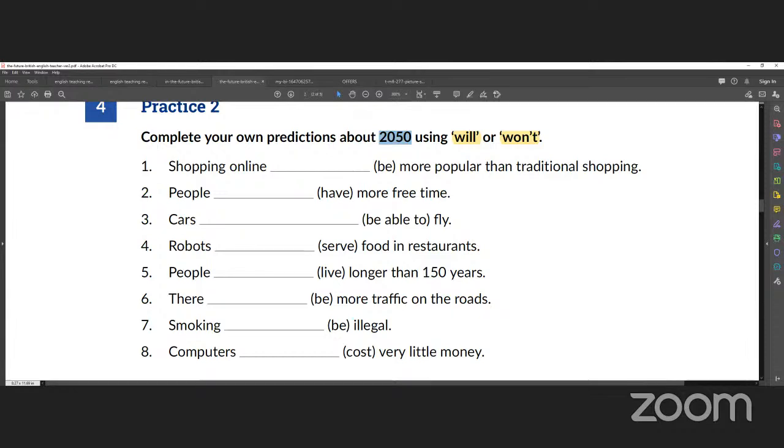Thank you. Let's continue. Mariuxi, 7 and 8. Smoking won't be illegal. What do you think? Okay, I think that's impossible. Number 8. Computers won't cost very little money. What do you think? I think that's impossible. Okay. Perfect. I think that's impossible. Very good.